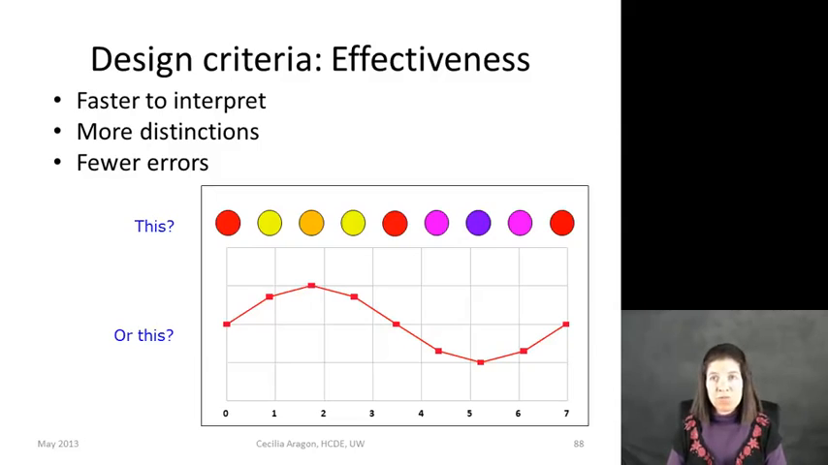By now you should know. It's faster to interpret. As you take the time to look at it, you can see that. There are more distinctions. You can clearly see the quantitative information much more easily with the line graph than with the color, and there are fewer errors of interpretation.